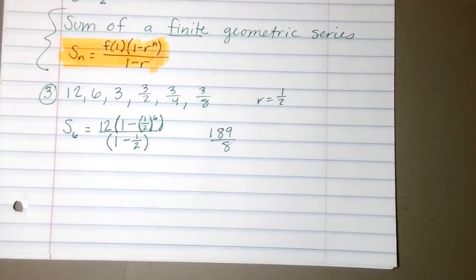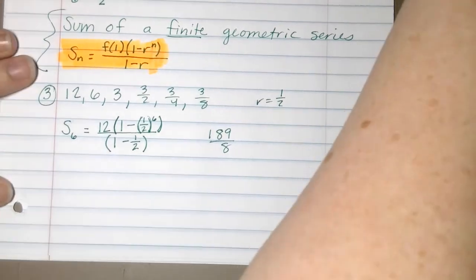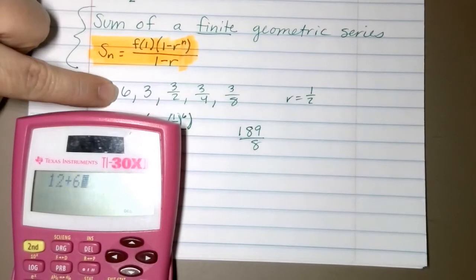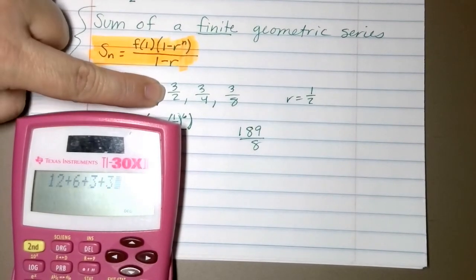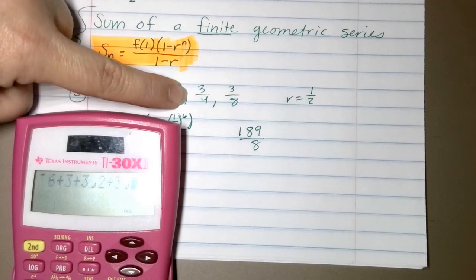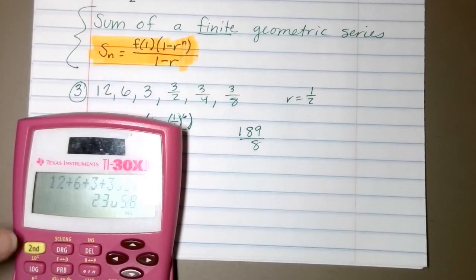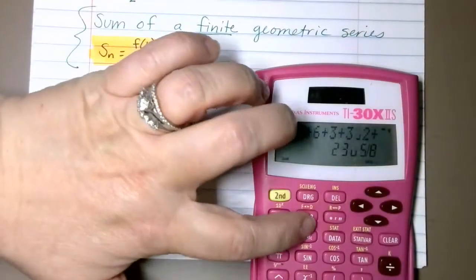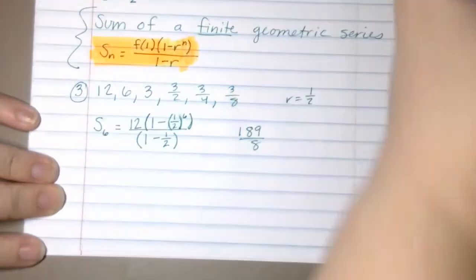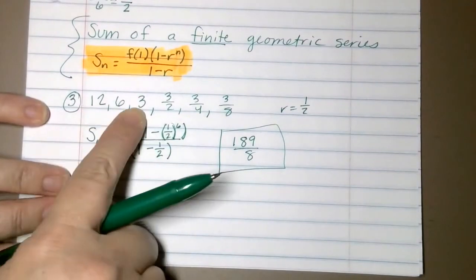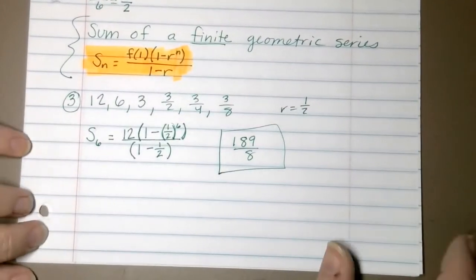Let's see if that's true, because if it's not, then I did something wrong. So let's see if I do it the long way. Well, the longer way. 12 plus 6 plus 3 plus 3 halves plus 3/4 plus 3/8. 23 and 5/8. I think that's the same thing, isn't it? 189 over 8. So, yeah, it's ugly. But if you think about it, there's only 3 nice numbers in that sequence. So you're going to get something ugly there.